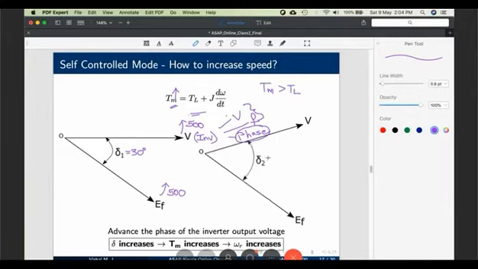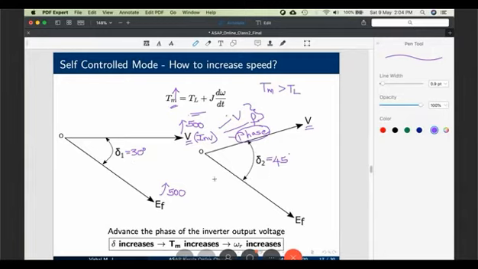Let delta 2 be 45 degrees. Remember, the magnitude of V is the same. Frequency is also the same because it is at 500 RPM. Then what is different? I am only synthesizing my voltage vector such that it is now 45 degrees away from EF. Earlier it was 30 degrees.